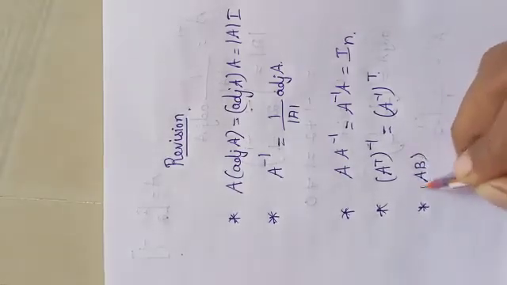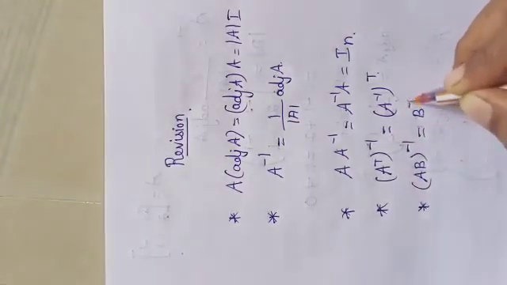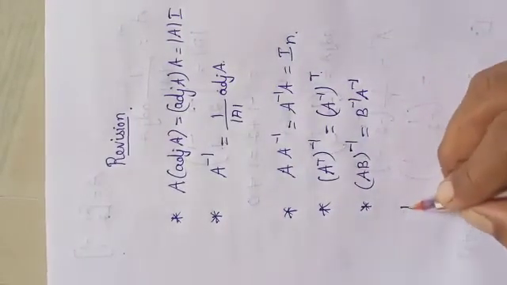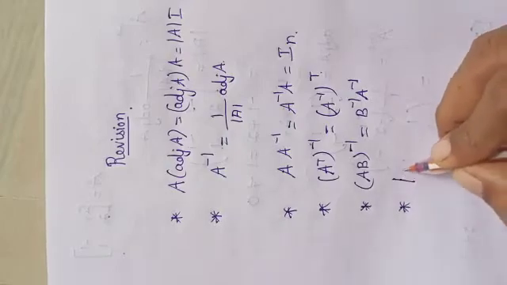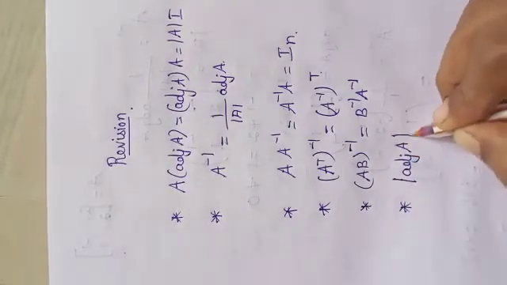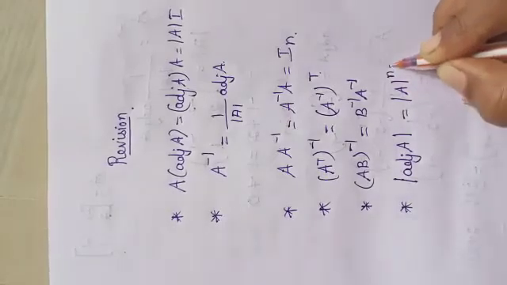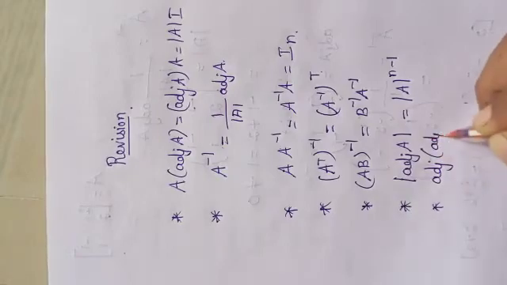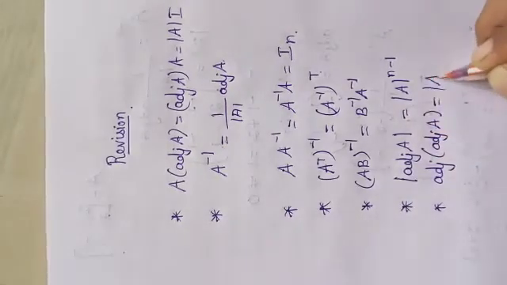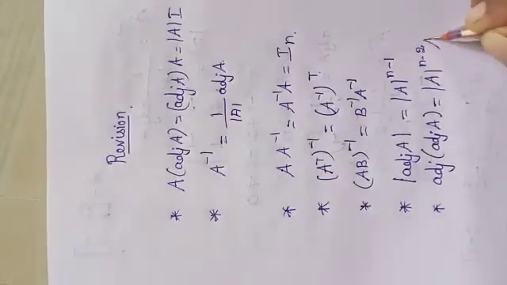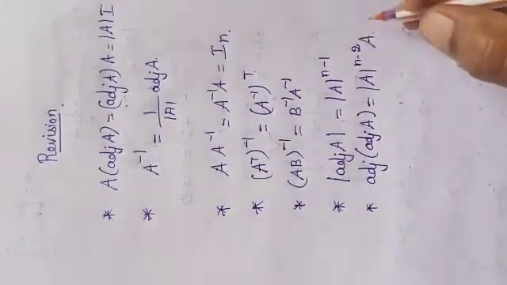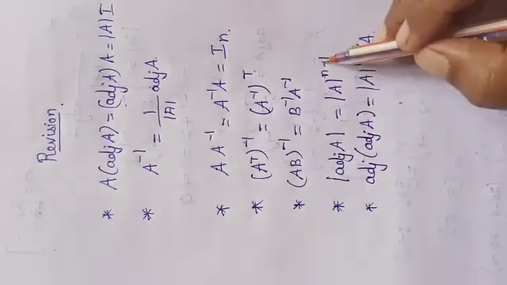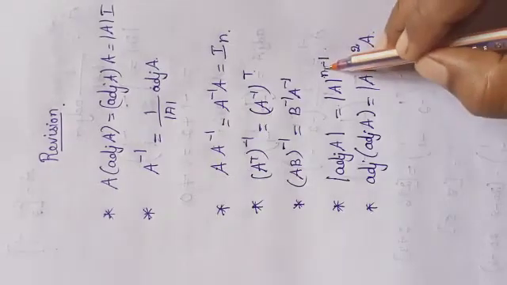Such more properties we learned. Again we did the problems. We proved that (AB) inverse is equal to B inverse into A inverse. Again, determinant of adj A is equal to determinant A power n minus 1. The same way, adj of adj A is equal to determinant A power n minus 2 into A. These are some of the main things we used. For a 3 by 3 matrix, determinant adj A will be equal to determinant A the whole square, since 3 minus 1 is 2.